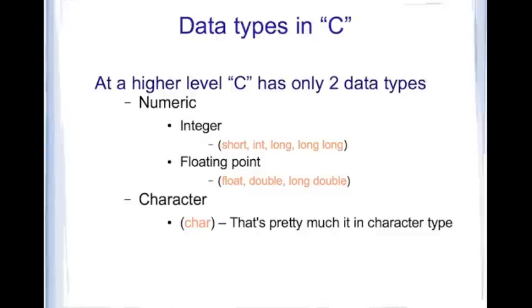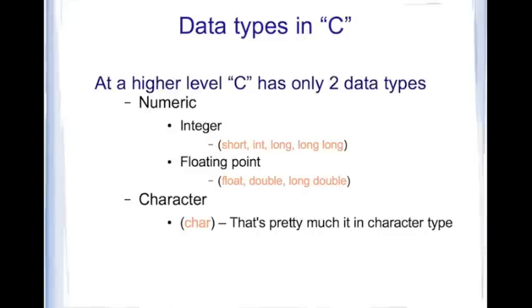Okay, data types in C. At the higher level, C has only two data types, numeric and character. And that's pretty much it. There is nothing like Boolean or lists or hash maps. They all don't exist in C. You can create them by using these fundamental data types and create a higher-level data type, which are called derived data types, but they are not part of the core C. They are all derived based on the application needs and so on. Fundamentally, this is what C has, numeric and character.